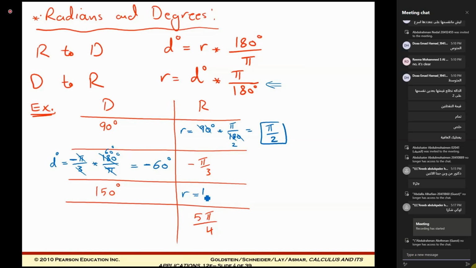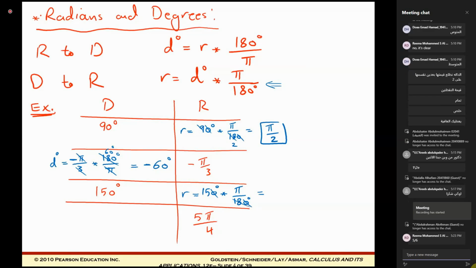150 multiplied by pi over 180, remove 0 with 0, so we have 15 over 18 pi. Divide by 3: 15 over 3 we have 5, 18 over 3 we have 6. So the answer is 5 pi over 6.